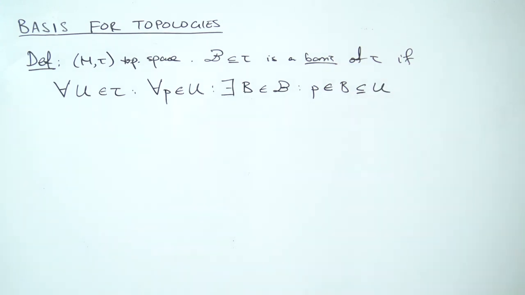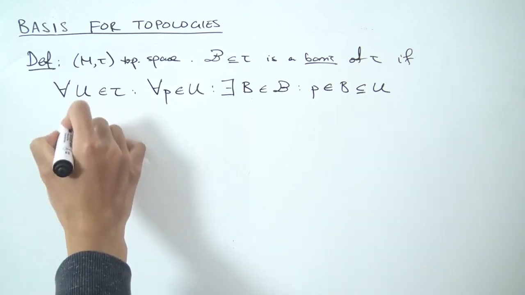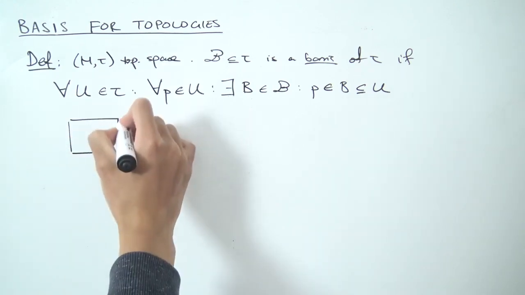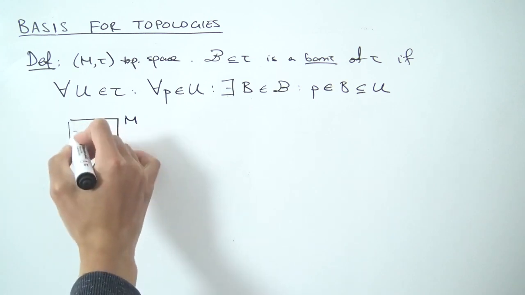So this looks like a jumble of symbols now. What does it look like in terms of a picture? Well, let's say this is my whole entire space M here, and I'm going to pick some open sets.